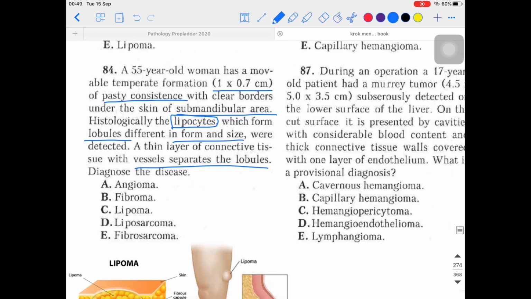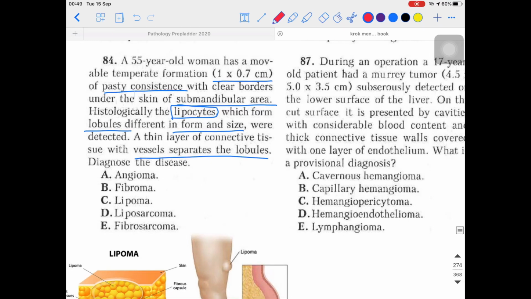So they must be talking about something regarding the lipocytes, or the adipose cells, or the fat cells. Diagnose the disease. All the options are regarding the tumor, as we are talking about tumors itself. So which kind of tumor? You can easily appreciate that they must be talking about the lipoma, as they are talking about the lipocytes.